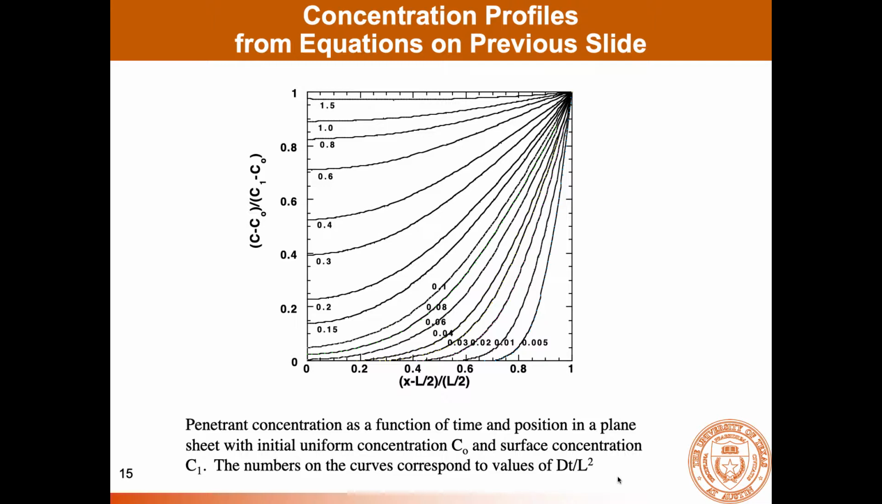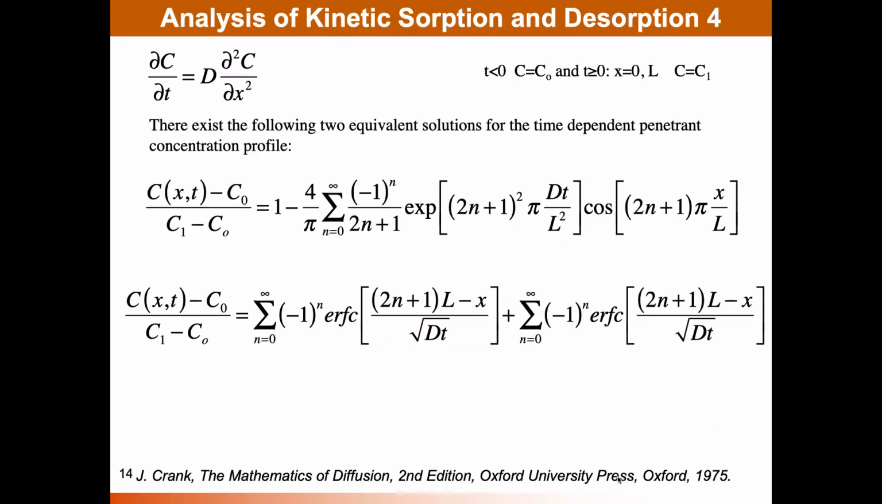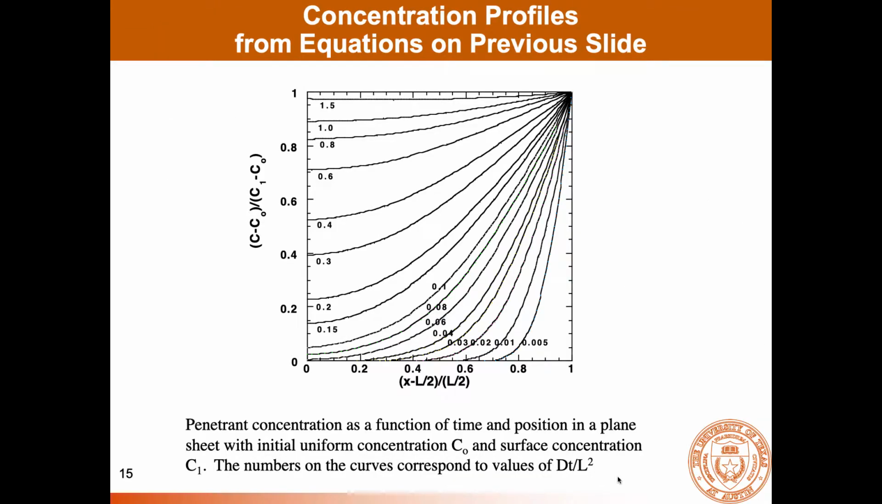Each of these curves is labeled with a number, and that number corresponds to values of Dt over L squared, diffusion coefficient times time divided by L squared. As these numbers change for constant D and sample thickness, this is just indicating the march of time as this experiment proceeds. And if you look back at the solution, you can see Dt over L squared appearing in the time-dependent terms. If you divide top and bottom of this expression by L, you'll have the square root of Dt over L squared here. So that's the natural grouping of variables that makes time dimensionless in diffusion problems.